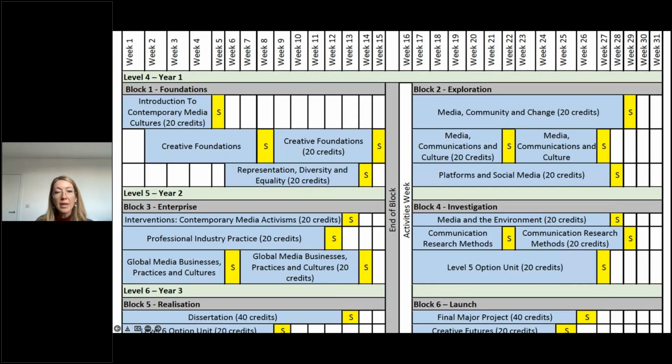But let's take a look at the structure of the degree. So this is a plan. This is a diagram that shows the weeks. It shows also the block system. And the S that you can see here at the end means submission point. It's just to give you an understanding of how long some of these units are and how they are structured, right? So with the new approved degree, we see that we've got an introductory element, which is an introduction to the degree.